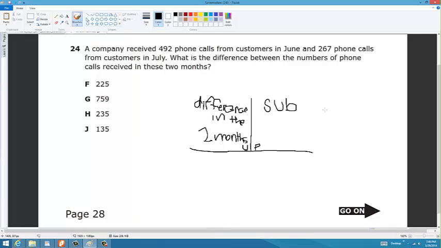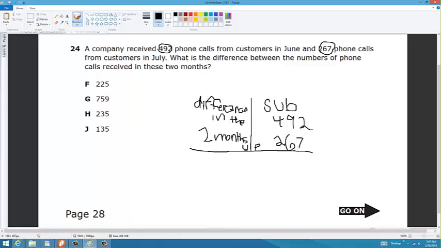And then what numbers do we need? Okay, so there's 2 months here. 1 month is June and the other one is July. And in June we had 492 phone calls. In July we had 267. So we're going to just write those numbers here. And it really doesn't matter how you're writing them or where you're writing them. It just matters that we have them.